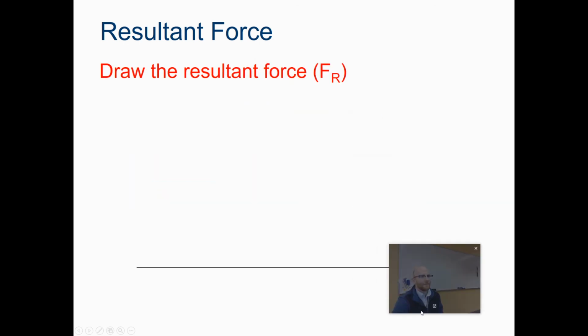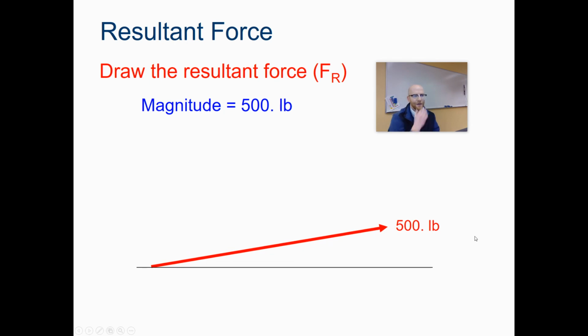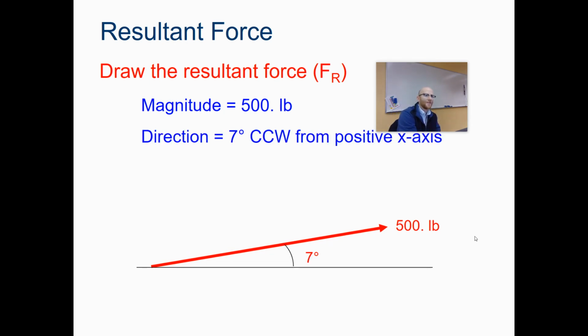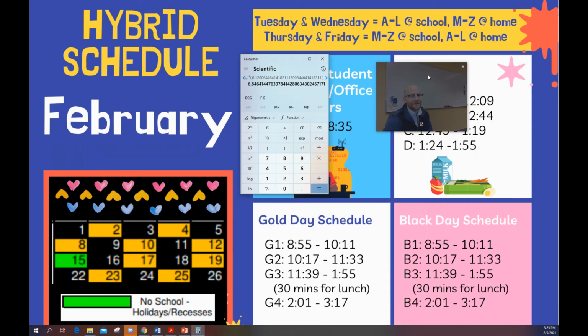All right. Lastly, they say, okay, what is the resultant force? Give me all the data. Give me all the information. It's 500 pounds magnitude. It's 7 degrees counterclockwise from the positive x-axis, and we have a sense of right and up. That's it.